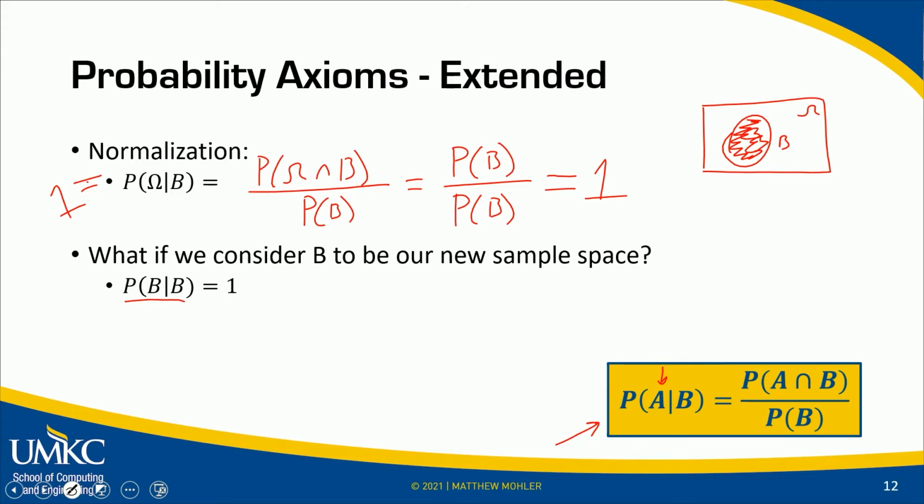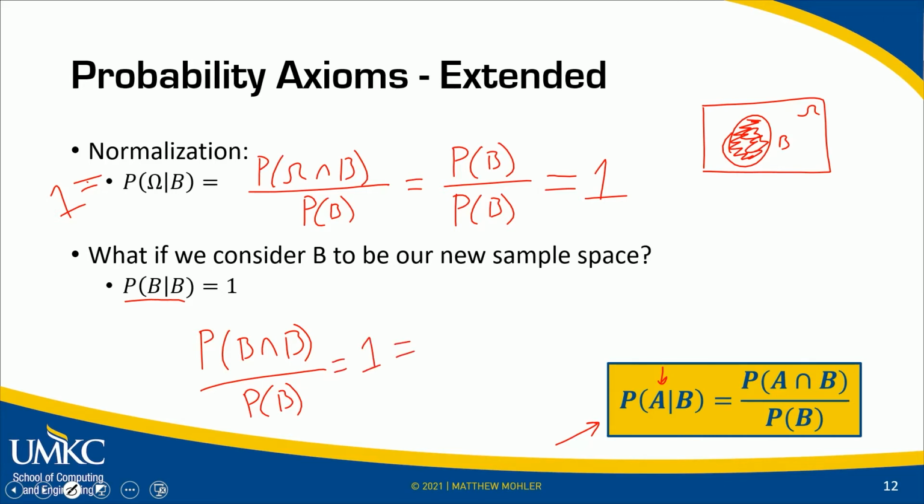So again, the way we'll identify this is just through plugging it into our equation. So for this to be true, we must say that the probability of B intersected with B divided by the probability of B must be equal to 1.